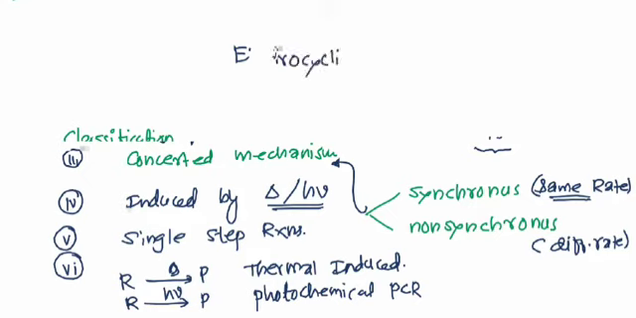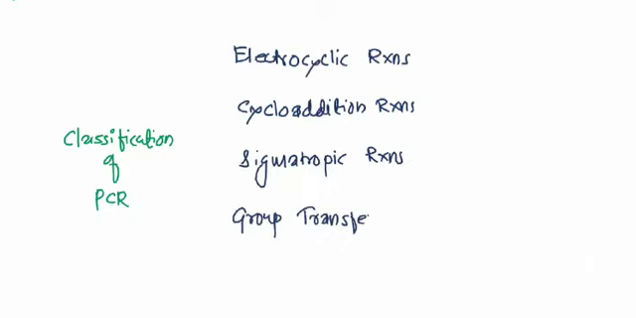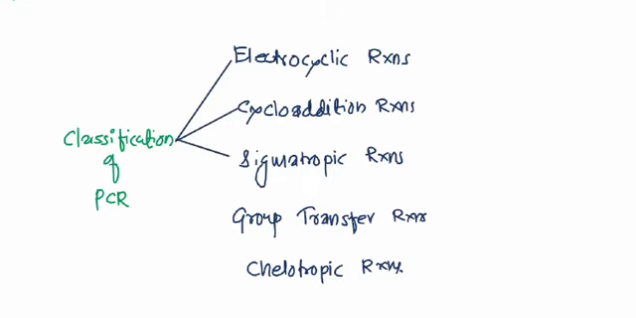Electrocyclic reactions. The second type is cycloaddition reactions. The third type is sigmatropic reactions. The fourth one is called group transfer reactions, and the last one is called cheletropic reactions. These are the five broad classifications of pericyclic reactions. So this is the first one, second, third, fourth, and the last is the fifth one, cheletropic.